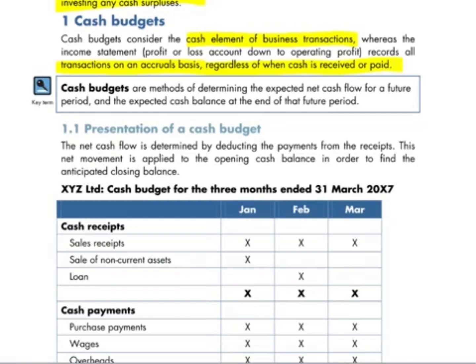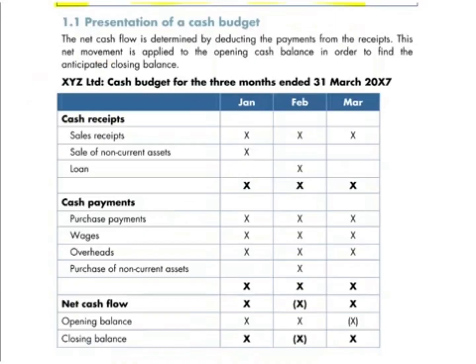So a cash budget is a method of determining the expected net cash flow for a future period and the expected cash balance at the end of that future period. So the cash budget is trying to determine how much money we have at the end, whether we've got a surplus of cash that we need to invest or a shortage of cash that we need to finance.